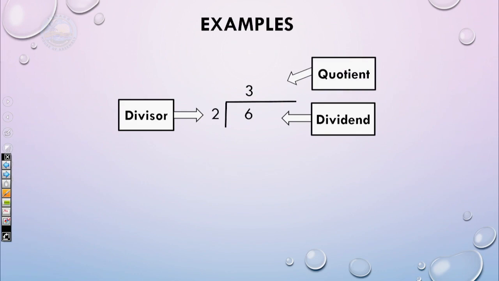To repeat, dividend is the number being divided by the divisor. So 2 here is the divisor, 6 is the dividend. And the answer you receive is called your quotient. So 3 here is your quotient. This is another way of writing the division. So any way you see it written, you will understand what is your dividend, what's your quotient, and what is your divisor.